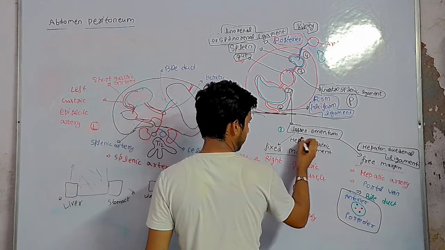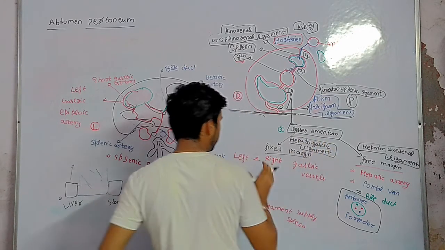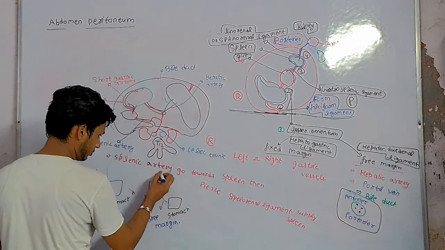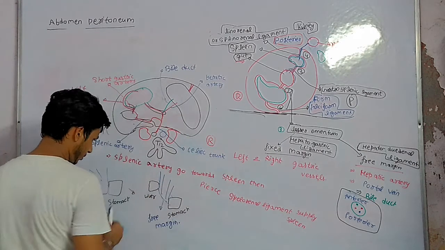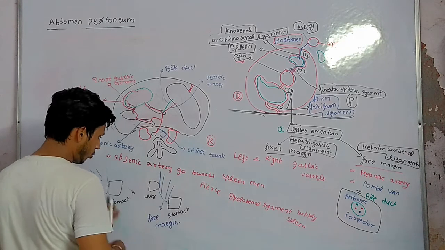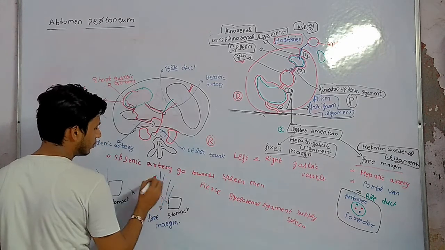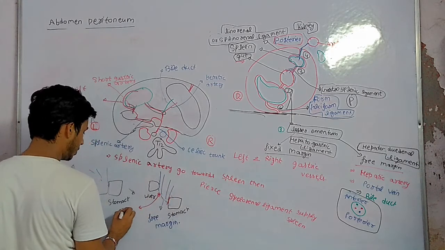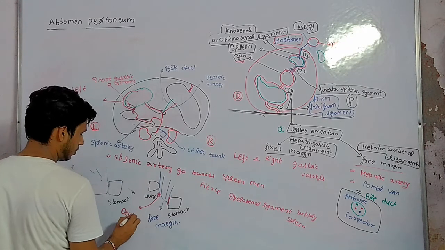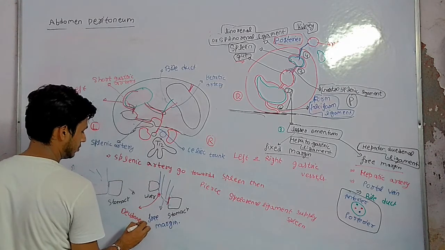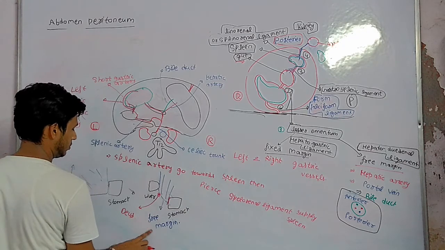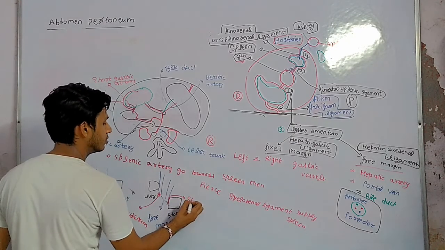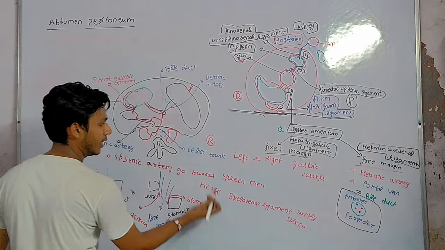Done. Note the names. It is present like a curtain. So this curtain is present like this. One free margin is attached to the duodenum, and one fixed margin is attached to the stomach. The free margin is on the duodenum, and the fixed margin is the stomach. Curtain-like. Done. Note this.